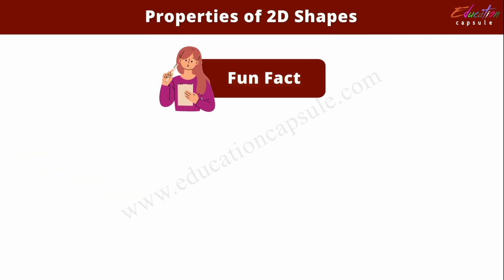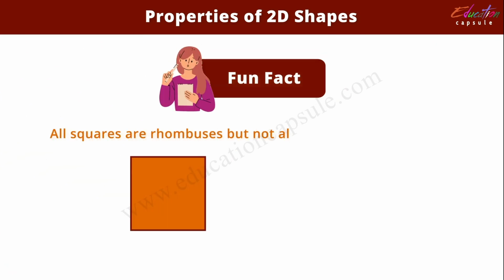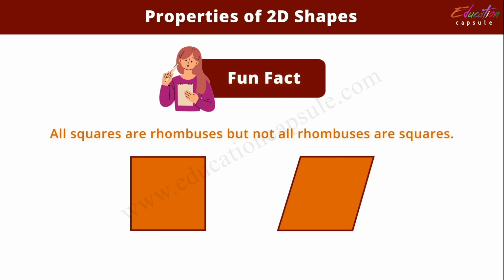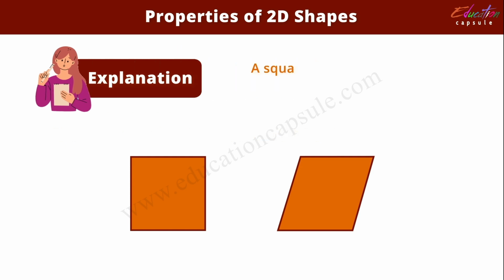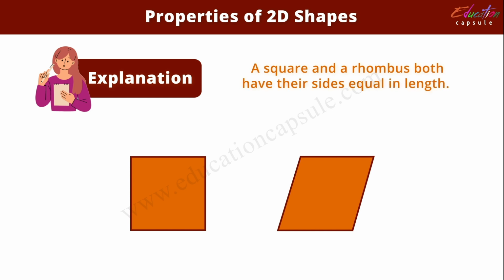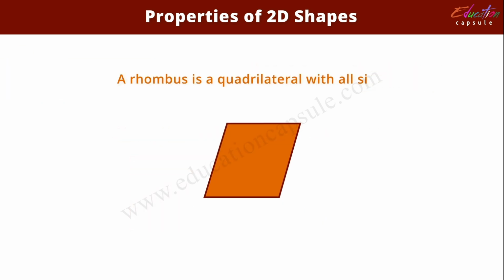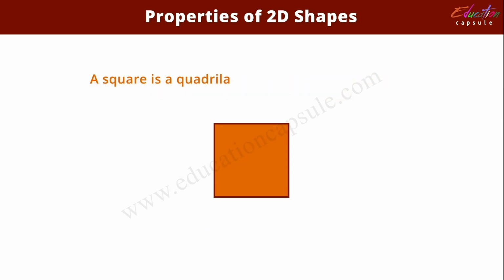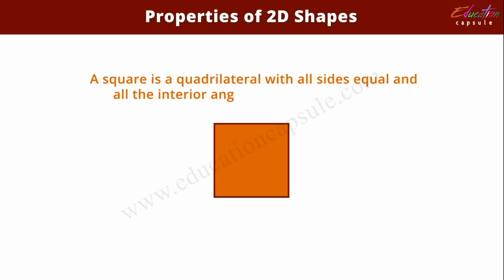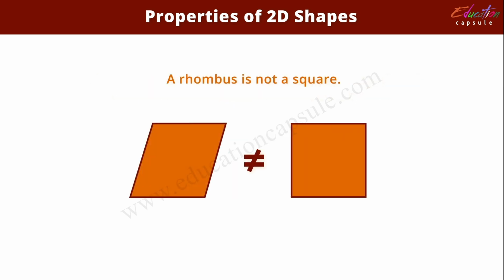There's one fun fact. All squares are rhombuses, but not all rhombuses are squares. This is because a square and a rhombus both have their sides equal in length, but a square has all its angles equal to 90 degrees, whereas a rhombus does not have any 90 degree angle. A rhombus is a quadrilateral with all sides equal in length. A square is a quadrilateral with all sides equal and all the interior angles measuring 90 degrees. That means a rhombus is not necessarily a square.